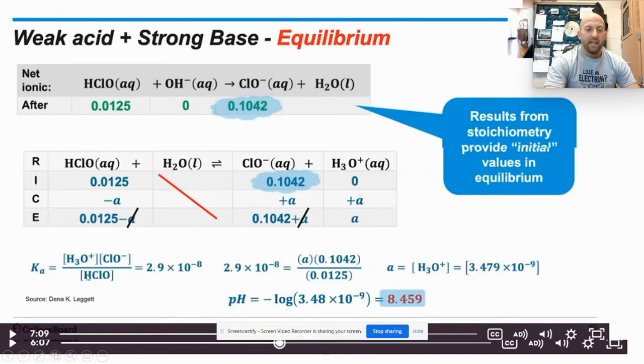We were told the Ka, and then you can figure that out. pH is the negative log of what we found, our hydrogen ion concentration. You will note that this is basic. Does that make sense? Well, we had a strong base that fully dissociated, and we had a weak acid that did not. As a result, you're going to have a more basic pH.